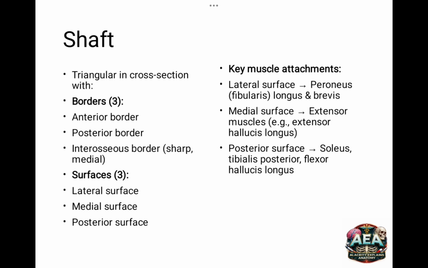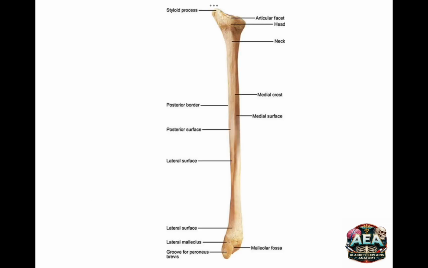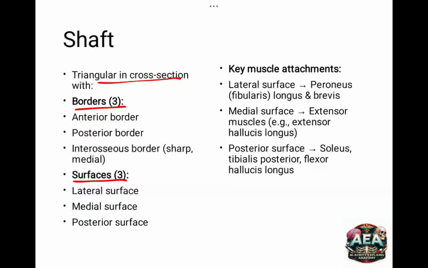Now let's look at the shaft of the fibula. It is triangular in cross section, just like we talked about with the tibia. The fibula is also triangular in cross section. It has three borders and three surfaces. Look at it. We have a posterior border, a posterior surface, a lateral surface, a medial surface, and a medial crest, which we can regard as the medial border. So these are the surfaces and borders of the fibula.